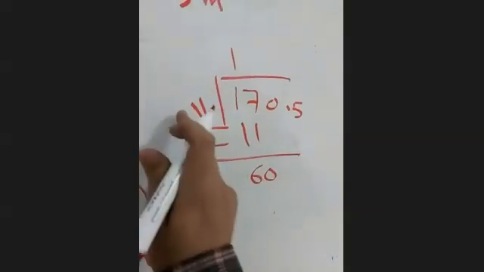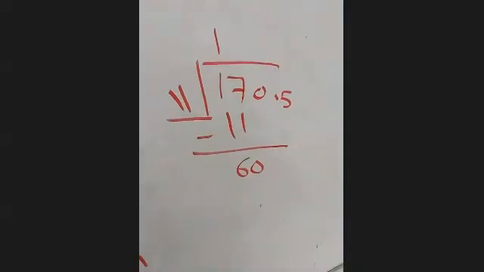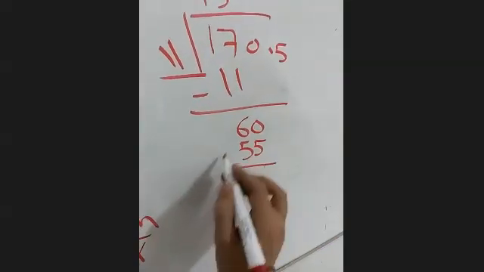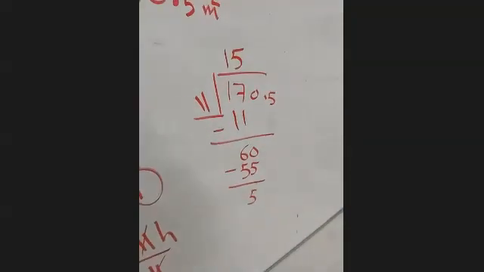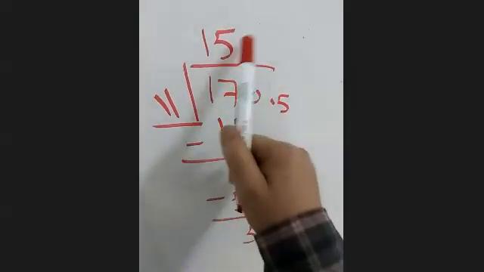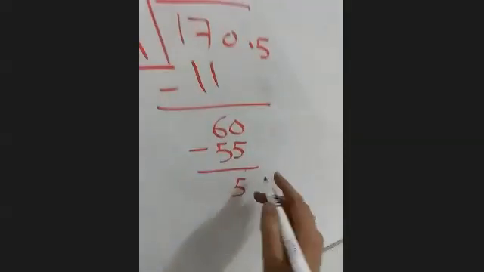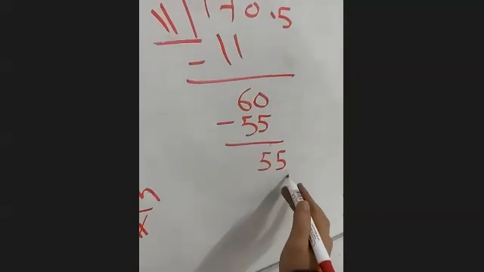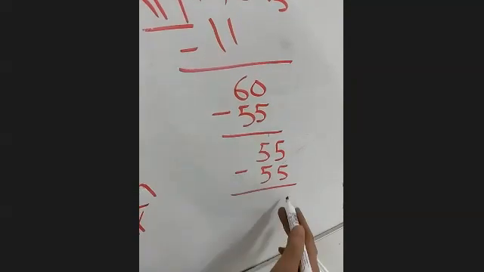Then we will get the 0 down. Now 60 divided by 11, how much? 5. 5 by 11, it is 55. Subtract, 5, right? Now, while we are going to get the 5, we need to put the decimal up directly. Now, get the 5 down. What we have? 55 divided by 11. 5. 5 by 11, 55. Subtract, 0. So, what's the value of H? 15.5.